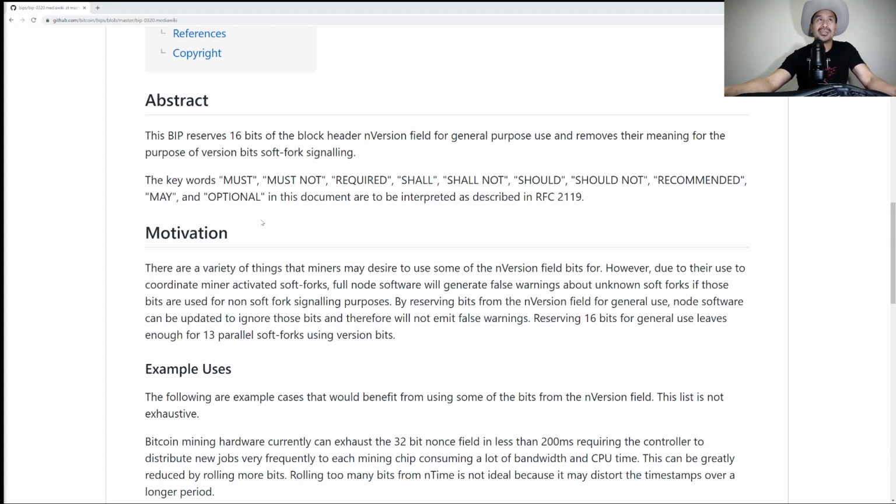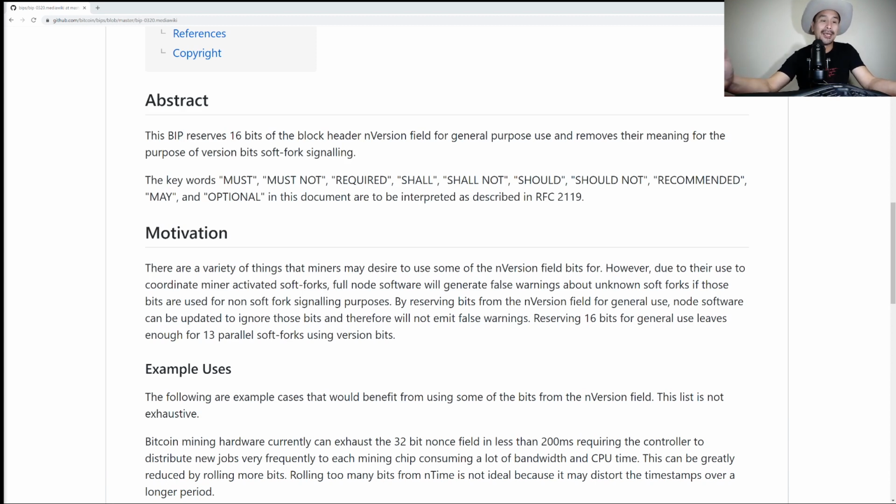But the abstract here is saying we don't need to use all 29 for soft fork signaling. It's going to be rarely the case where we're going to have 29 concurrent soft forks. So as a result, this BIP is reserving 16 of those bits. Now, why would you want to do that? Well, that has to do with overt ASICBoost.